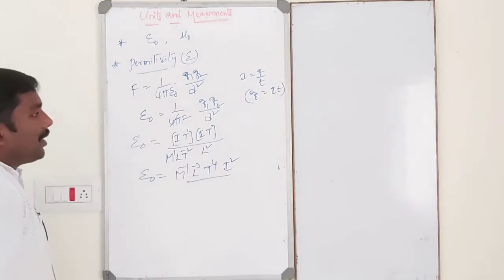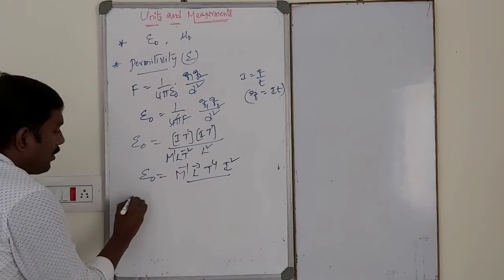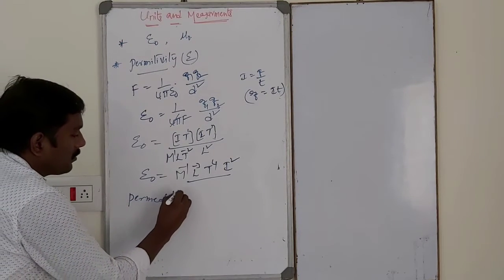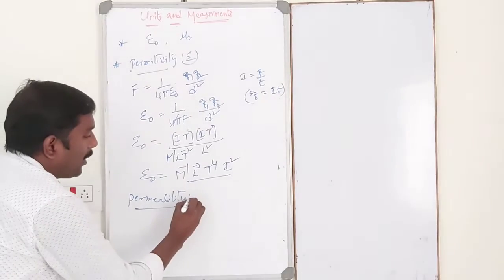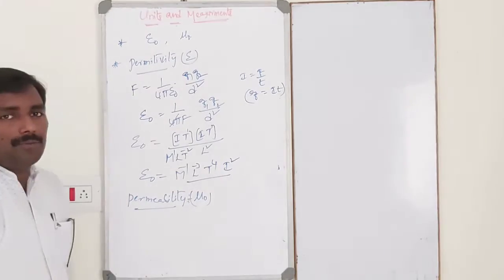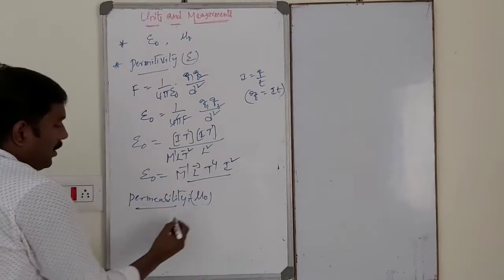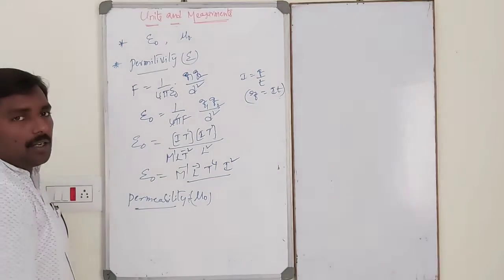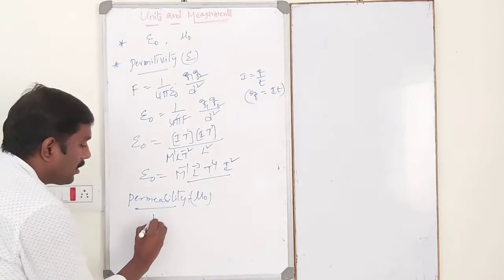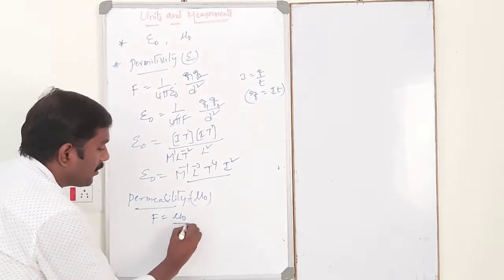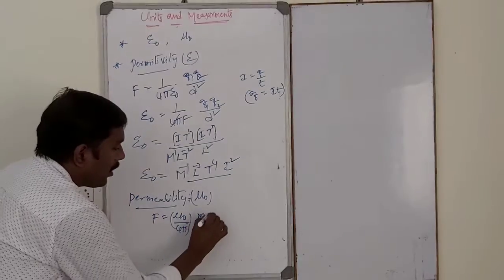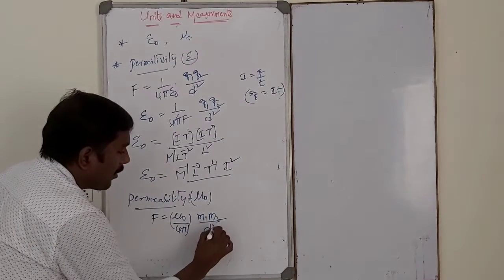Next, another one is permeability. So permeability of free space, mu naught. Once again I will take Coulomb's law in magnetism. This was Coulomb's law in electrostatics. Coulomb's law in magnetism: F is equal to mu naught by 4 pi, m1 m2 by d square.